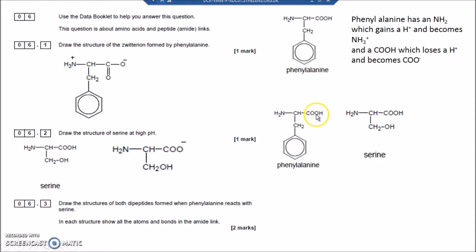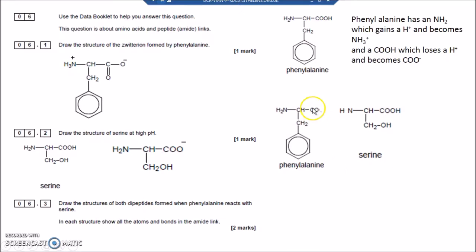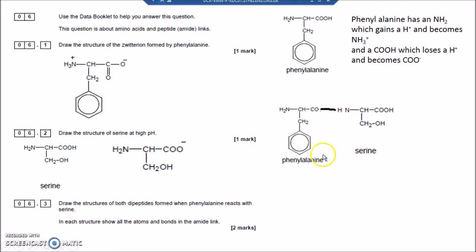The H and the O, the OH of the carboxylic acid group, react with one of the H's of the NH2, and it leaves behind CONH, and that's the peptide link that's going to form. Let's have a look. Let's take off the OH and the H. So I've now taken off the OH off the COOH, and I've taken off one of the H's here, and all I do is join the two up. If I now join the two up, I have now made one of the two dipeptide.